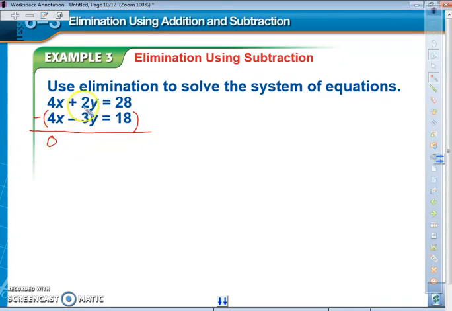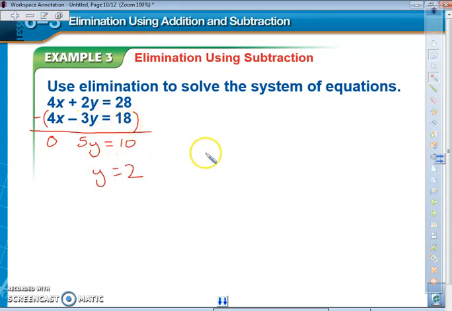So watch this. I've got 4x minus 4x. Well, that's 0. 2y minus a negative 3y. Wait, two negative signs together, that means plus. So 2y plus 3y gives me 5y. 28 minus 18 gives me 10. So that turned out pretty easy right there by putting that negative sign in. Make sure you are using that negative sign on everything inside the parentheses.